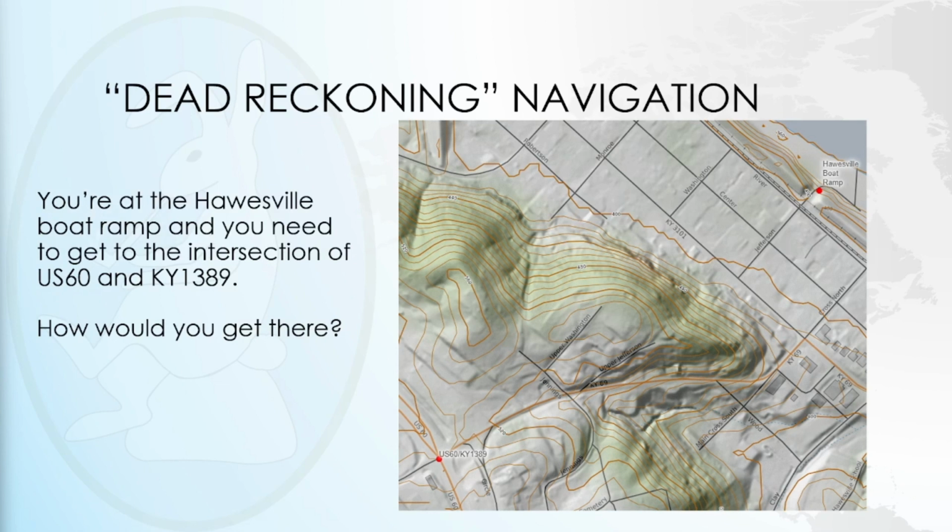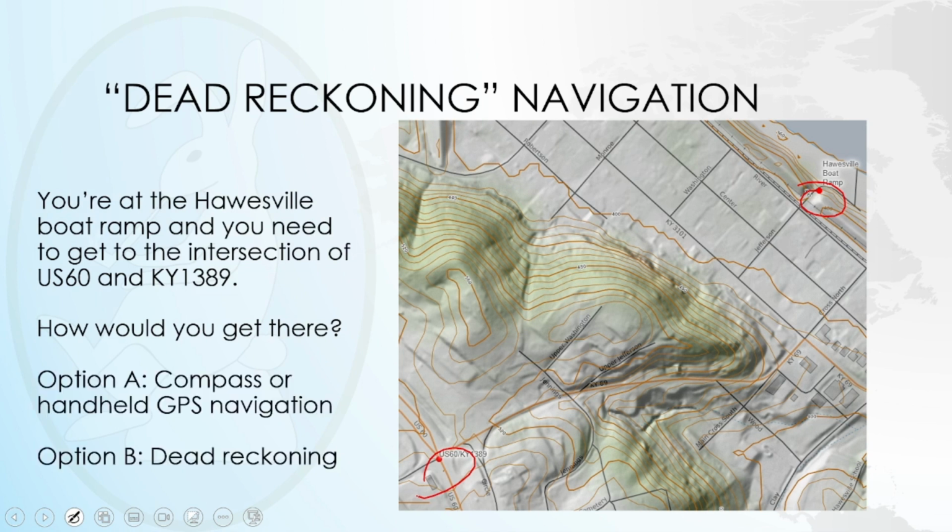So with the example we have here, you're at the boat ramp here in Hawesville, and you need to get to the intersection of Highway 60 and 1389. So we're starting here and we're ending here. How are we going to get there? Option A is we take a compass or a handheld GPS, and we're going to navigate. We have a coordinate. We've marked it on the map. We plotted it, and we're just going to go trucking straight towards that point.